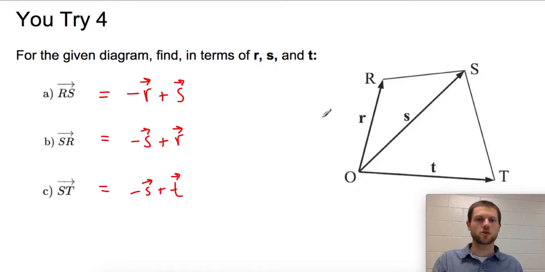All right, so the solution looks like this for rs. I'm going to take the negative vector r and the positive vector s, and that's going to give me a resultant of rs. And the same process is going to follow for these other two vectors. So that is vector subtraction. We've got one more type of vector operation, and that would be scalar multiplication. We'll check that out in the next video.